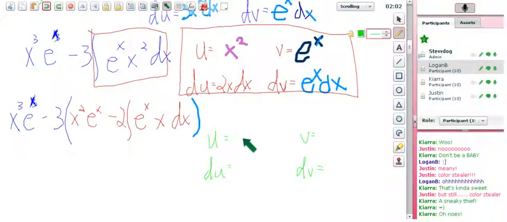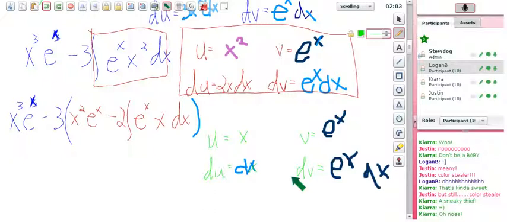So I'll make it kind of quick. We've already determined that the x part of it is best for our u, and so the derivative of u is dx, or the derivative of x is dx. dv is e to the x dx, and v is e to the x. And we need an x there. There we go. Okay.